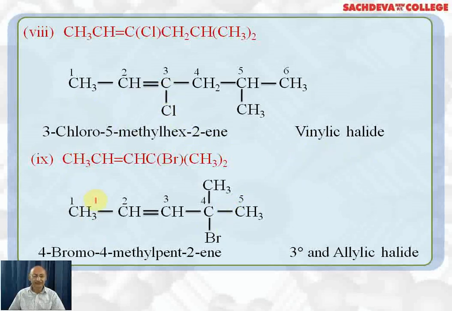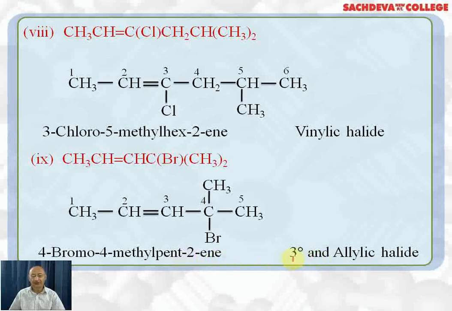Here CH3 is as it is, CH here, double bond, CH here, this carbon is attached to Br and 2 methyl groups we have attached here. Counting will start from this side because the double bond has to be preferred over bromo as well as methyl group. So this is first, second, third, fourth, fifth. 4-bromo, 4-methyl, pent, 5 carbon atoms, 2 double bond is after the second carbon, ene because the double bond is there.